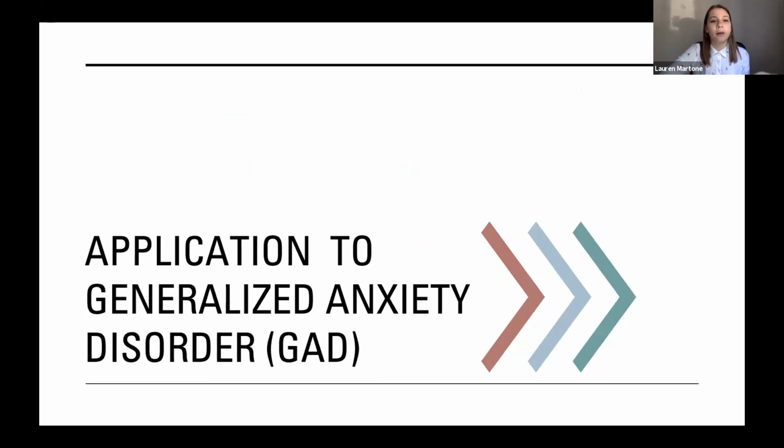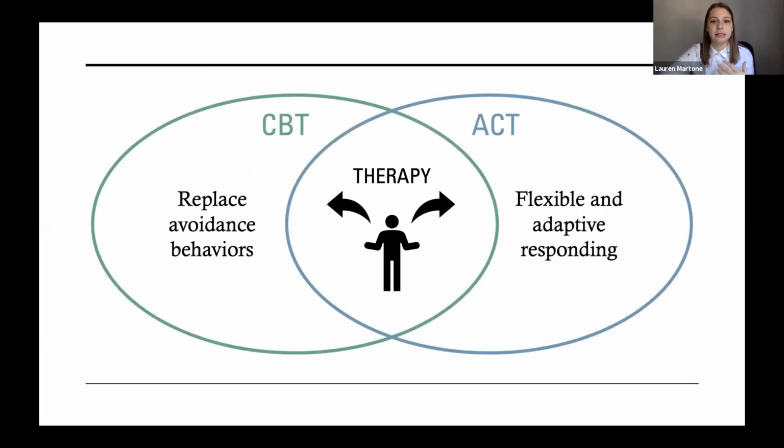So now I'll be going through a more concrete application of generalized anxiety disorder. Again, I'll be using ACT and CBT to illustrate key differences. So first we have overarching ideas about therapy. Both believe that with GAD, avoidance is a maintaining or causal factor. For example, someone with GAD might have the thought, nobody likes me, and then they'll avoid social situations.